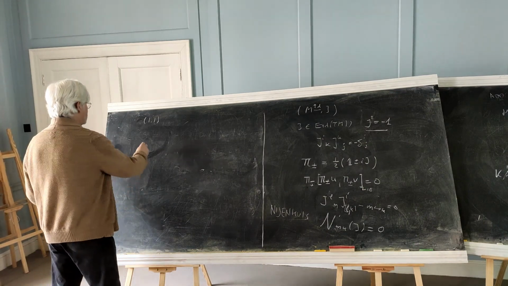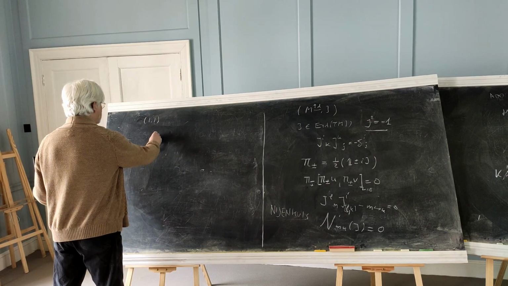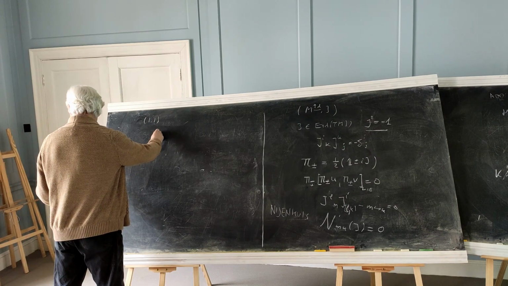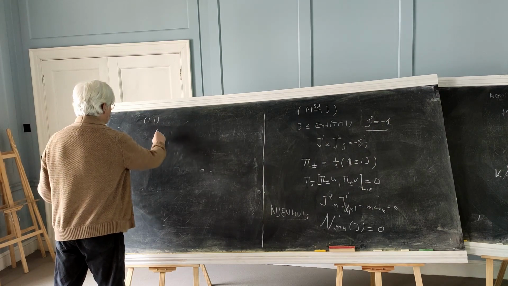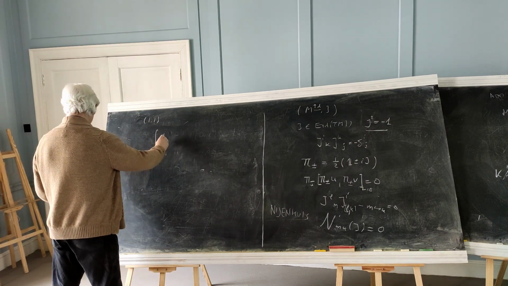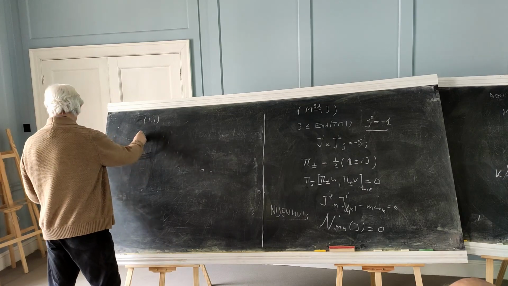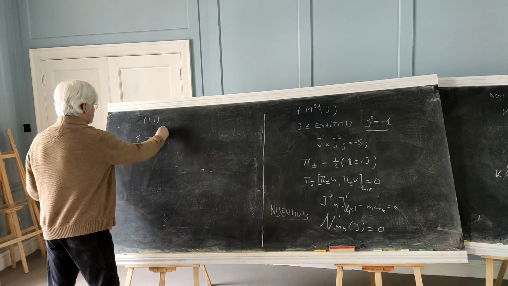So I just remind you what the 1,1 version of the 2,2 sigma model looks like. Maybe I'll just write the reduction.